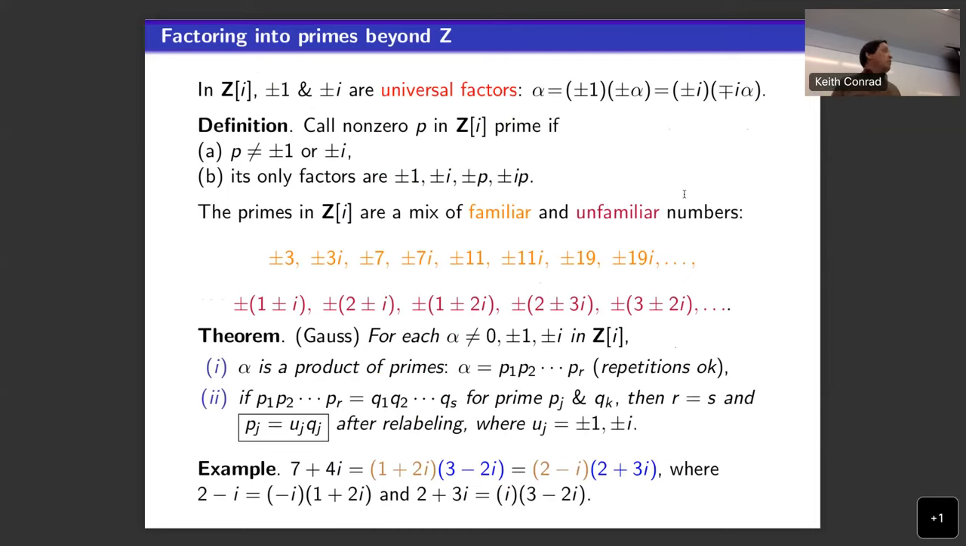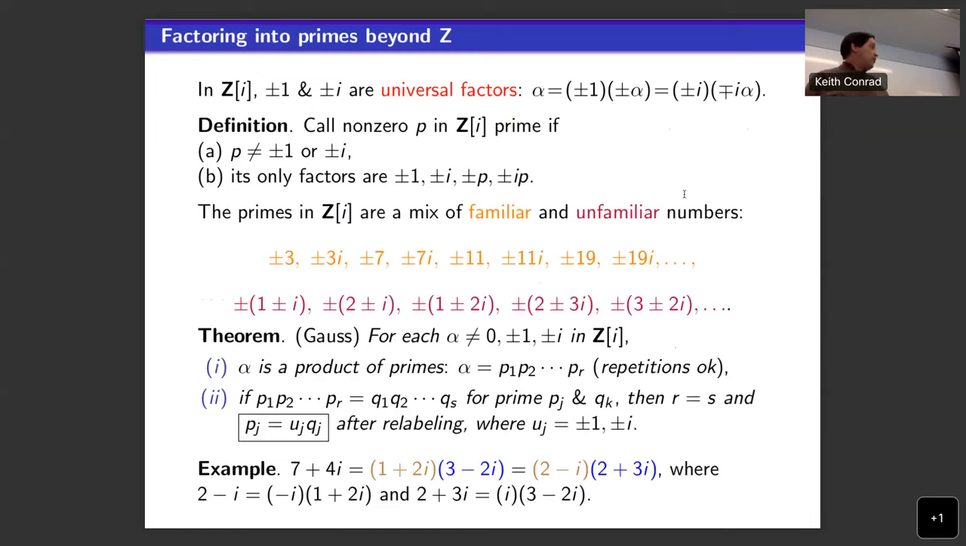And then we have new numbers that are coming from factoring of 2 and 5 and 13 and so forth. The statement of unique factorization is just like in the integers, except that when we compare two different products of primes, they're not necessarily equal up to reindexing, but up to reindexing they're equal up to further multiplication by these extra universal factors.